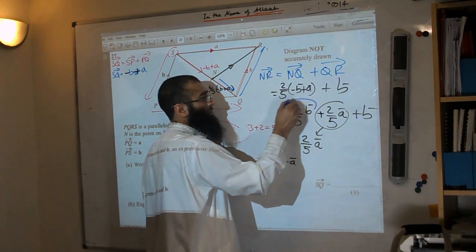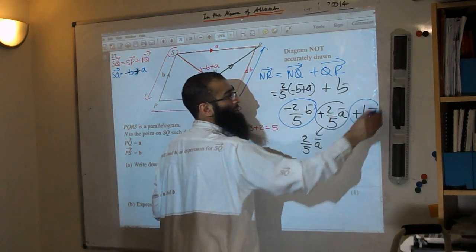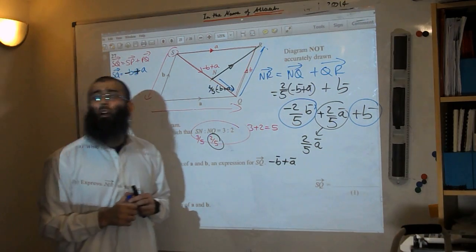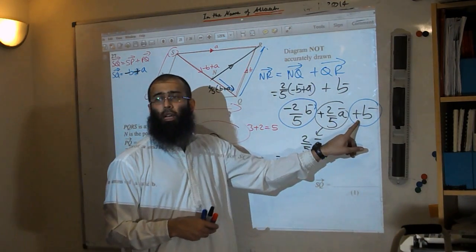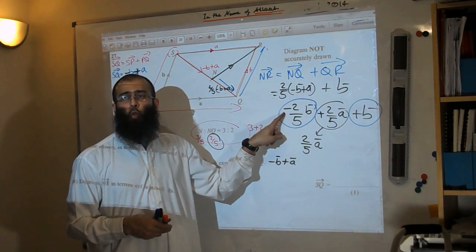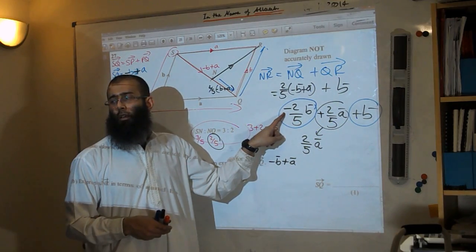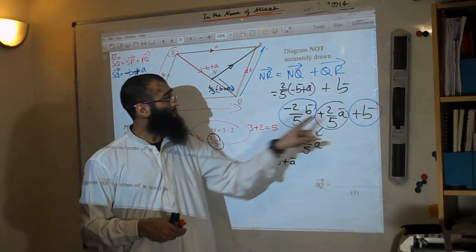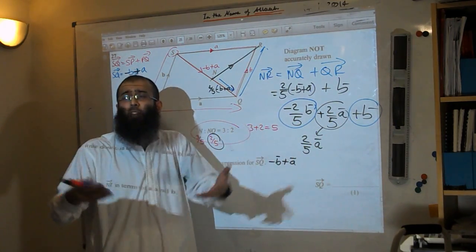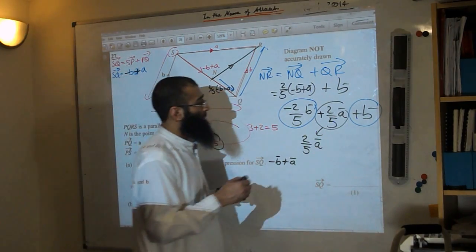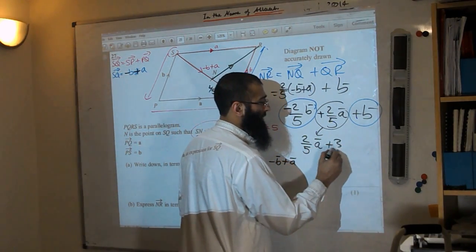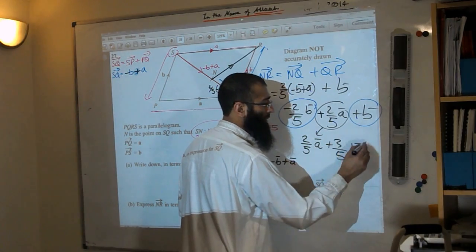We've got the minus 2/5 b and the plus b. Just think of it as a banana. I have one banana, 1b, and I eat 2/5 of the banana. How many fifths do I have left over? 3/5 of a banana. Here we go.